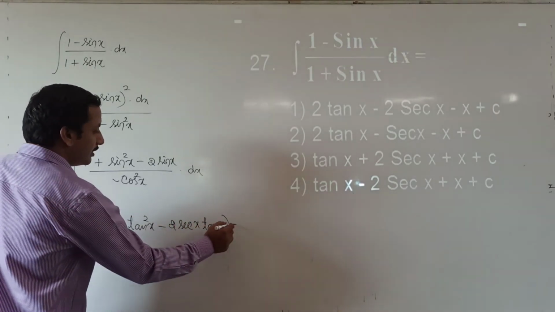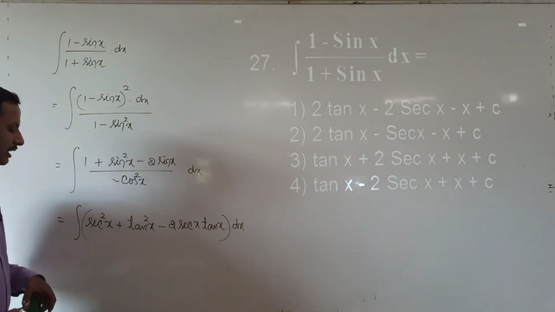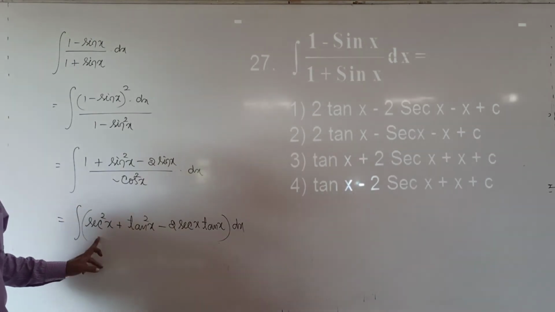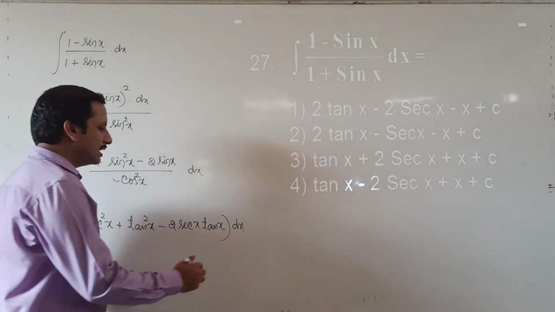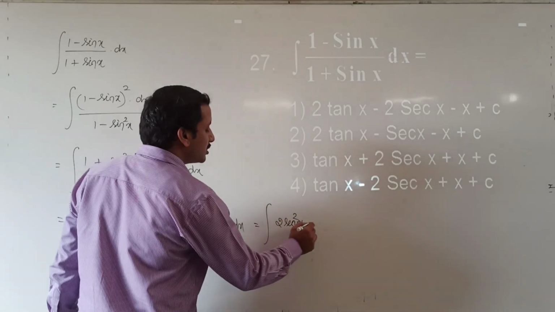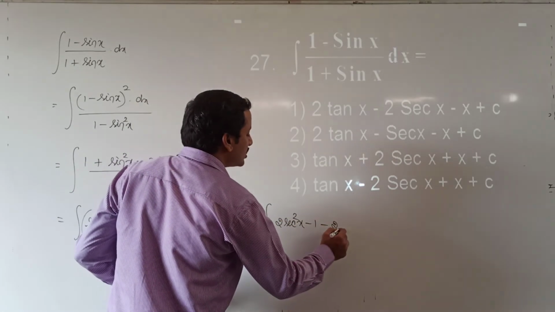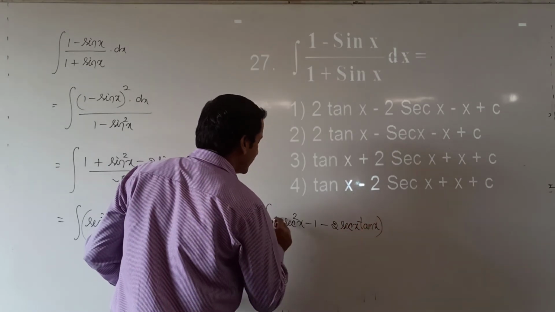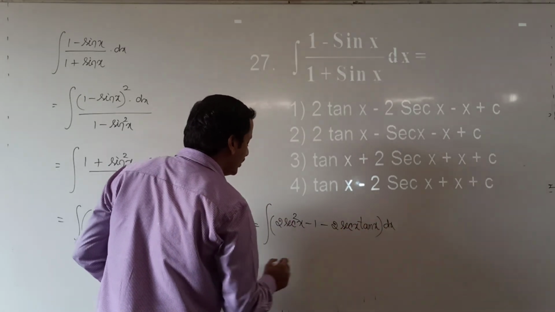Okay. So then further, before I integrate it, I'll write tan square x as secant square x minus 1. Already we have secant square x, so together it becomes 2 secant square x. Integral of 2 secant square x minus 1 minus 2 secant x tan x into dx. Okay, now you integrate it.